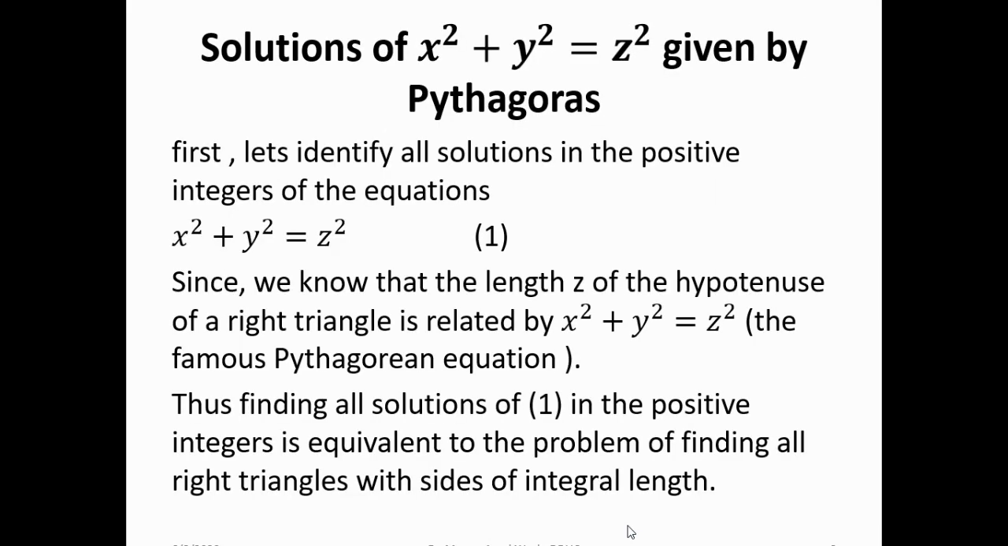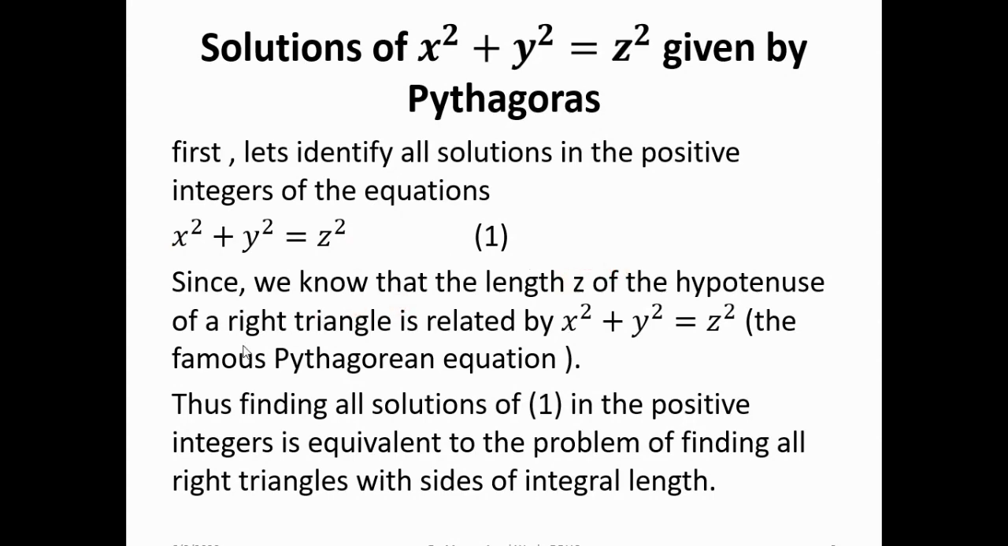So, as I told you, this is the Pythagoras equation, x square plus y square is equal to z square, and Pythagoras gave a solution of such an equation. Let us see what he gave. So first let's identify all the solutions in the positive integers of this equation. So let us find all the solutions in positive integers.